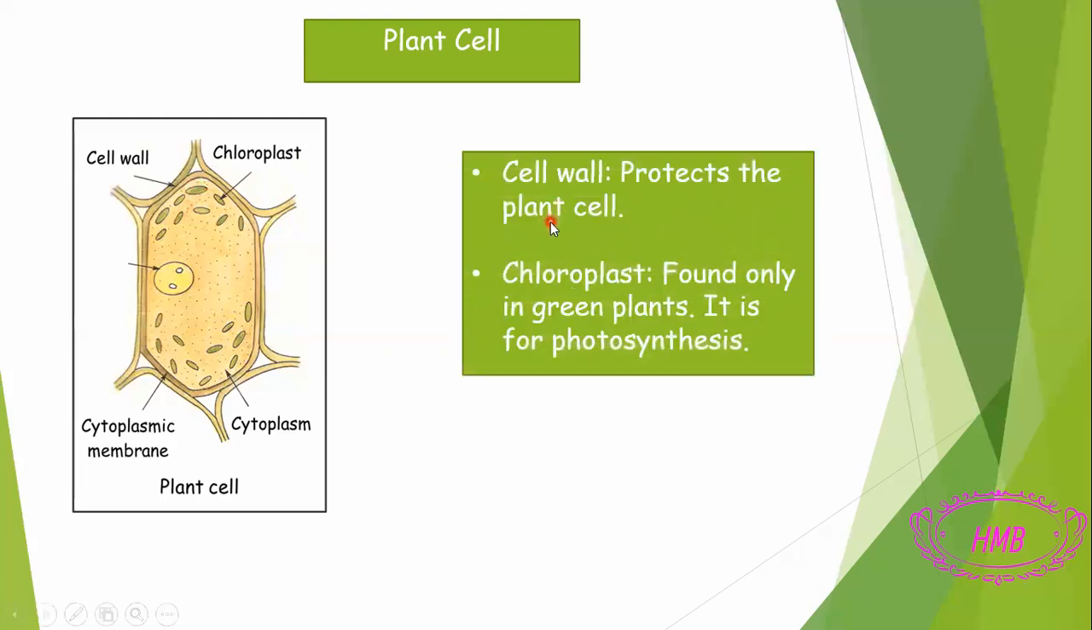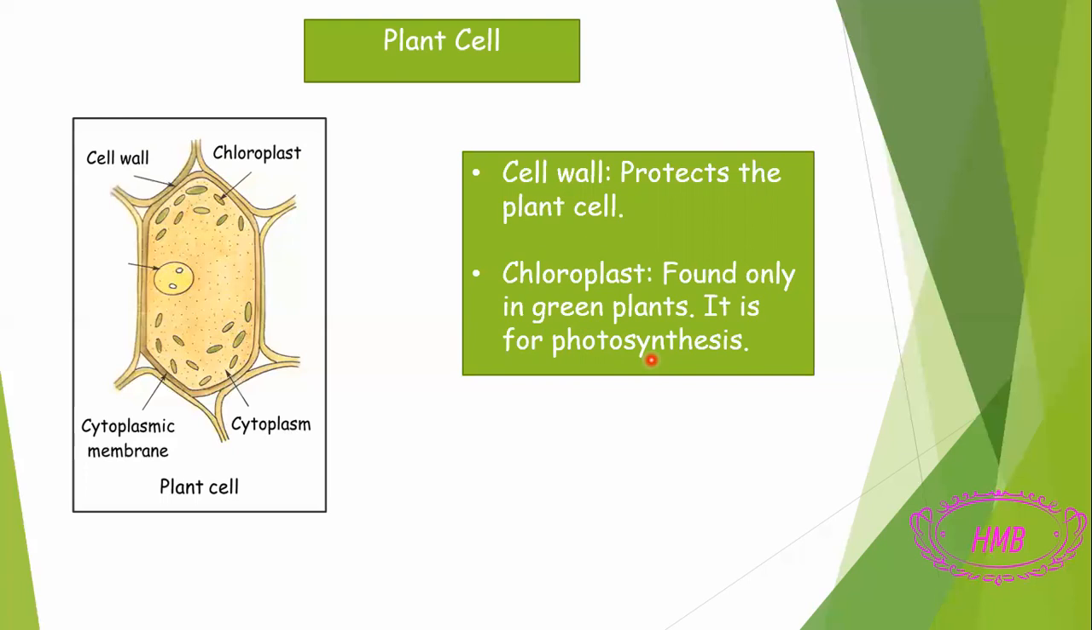So the parts that are special only for the plant cell, we call them cell wall, so that it protects the plant cell. The last one, chloroplast, is found only in green plants, not in any plant, only in green. It is for photosynthesis. It is the only place where the food will be made.